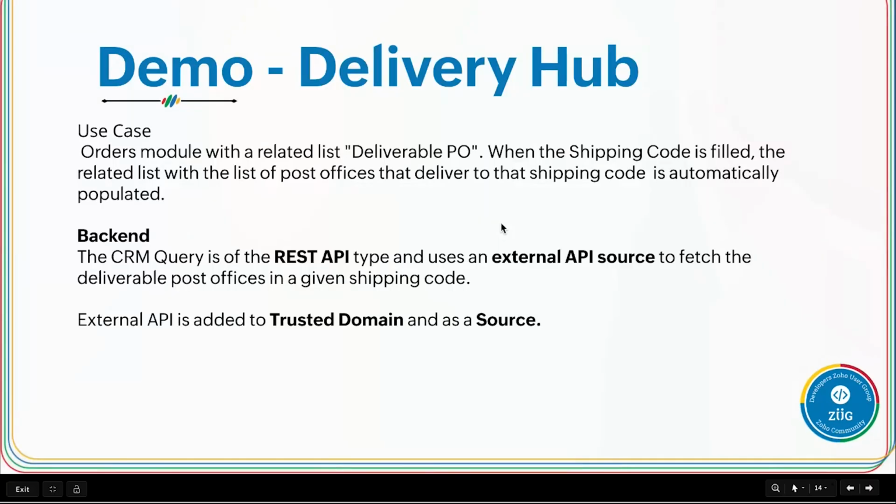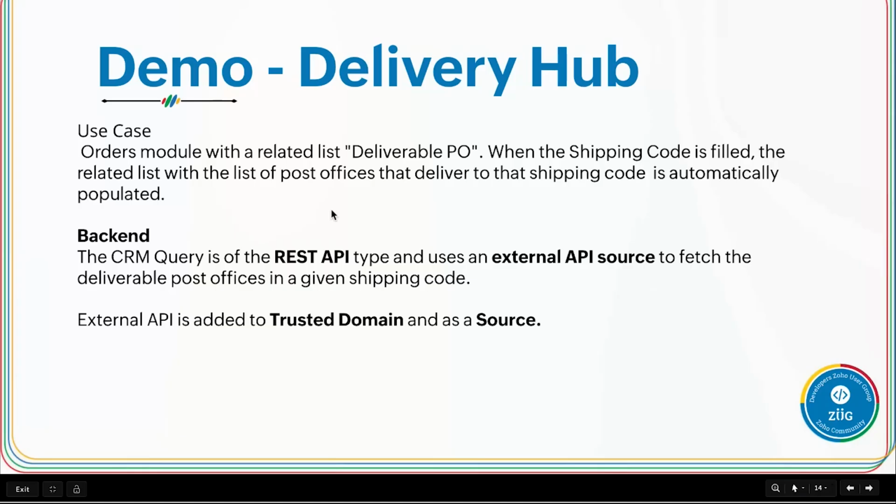Let's start with a demo. The use case that I've chosen today is the delivery hub, which we discussed in the previous session as well. The use case here is that I have a custom module called orders. This has a related list, deliverable post offices. Whenever the shipping code in any of these records in this module is filled, this related list with the list of post offices that deliver to that shipping code should be automatically populated.